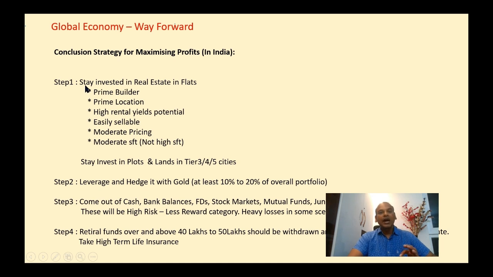Maximizing profit with assurance is investing in gold and in real estate, like plots and lands in tier 3, tier 4 cities, and real estate flats with this criteria. If you deviate from the criteria, then I can't give a guarantee for this, right? Then leverage and hedge it with gold.